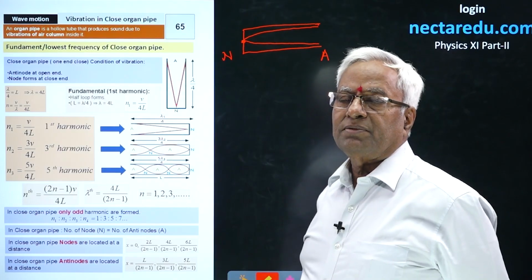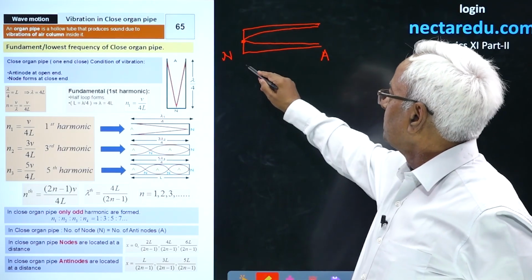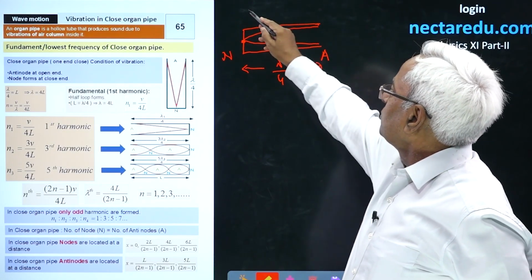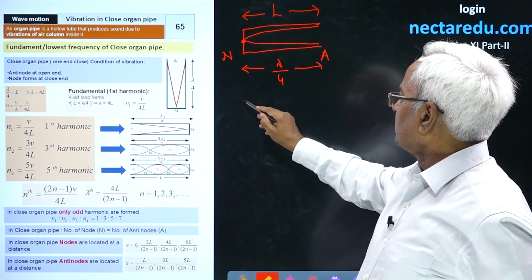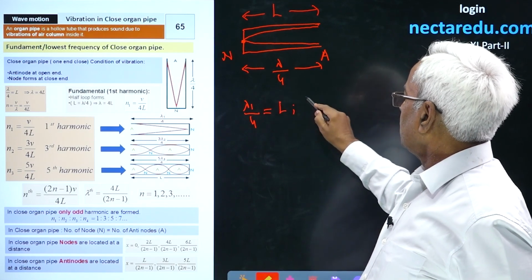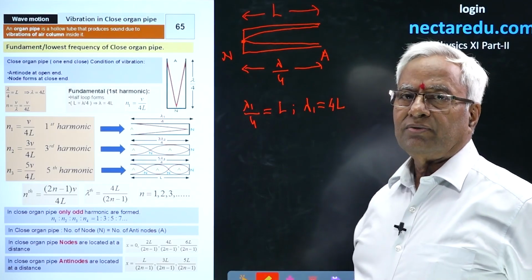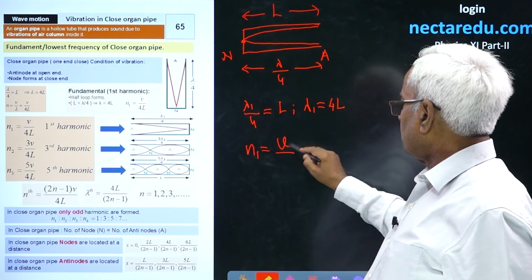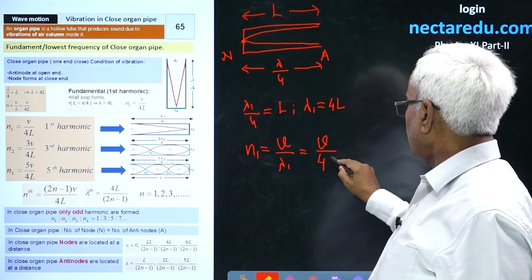As you know, the distance between two successive nodes is lambda by 2, so it is going to be lambda by 4 only. So, the total length here in this minimum possible case is equal to lambda by 4, that is L, and that means lambda 1 is 4L. Since the frequency is given by V upon lambda, this is going to be V upon 4L.